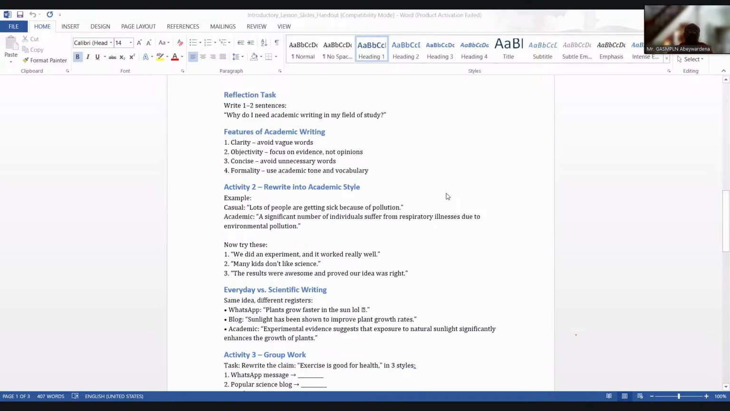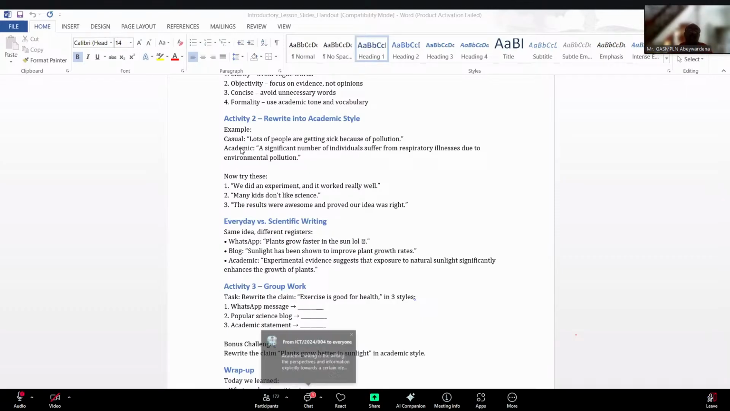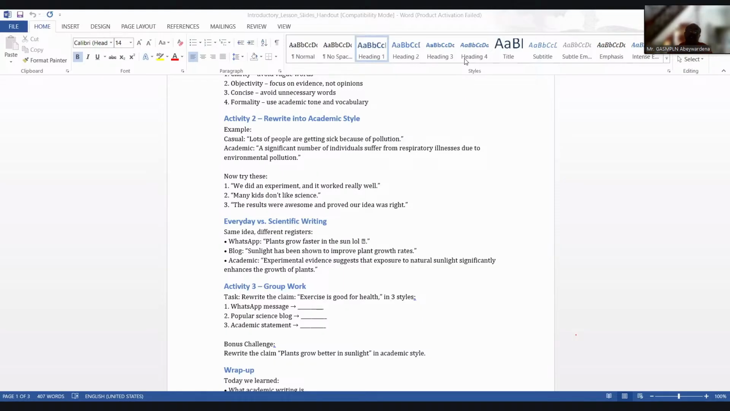Then look at this activity. See, rewrite into academic style. Look at this one. Casual language is there. What is the chat? Right. ICT 4. Academic writing is the writing, the perspectives and information explicitly towards certain idea. Where is the verb? Academic writing is the writing, the perspective and information explicitly towards certain ideas. It should be expressed, neither.